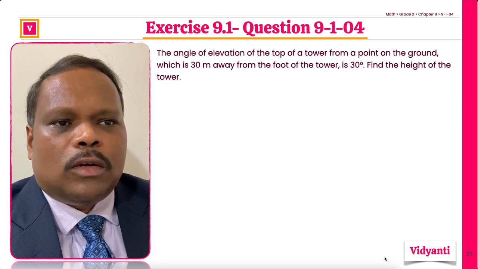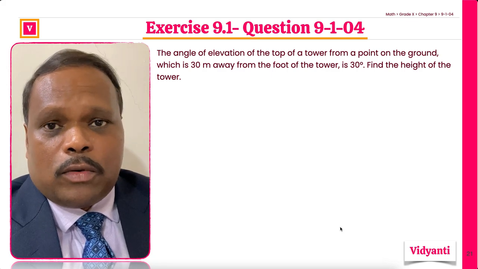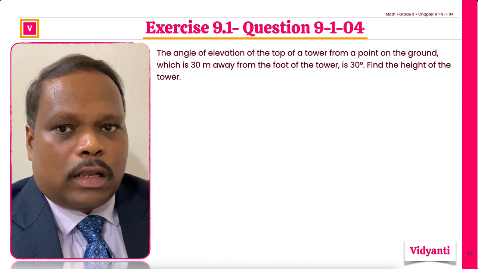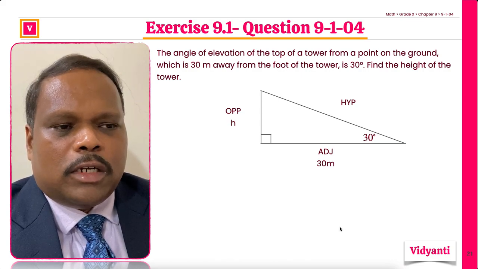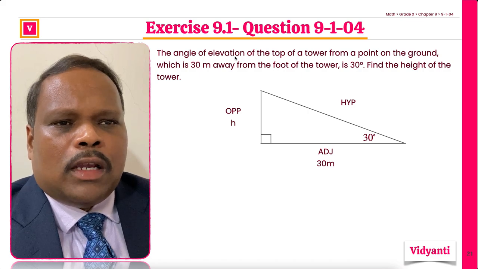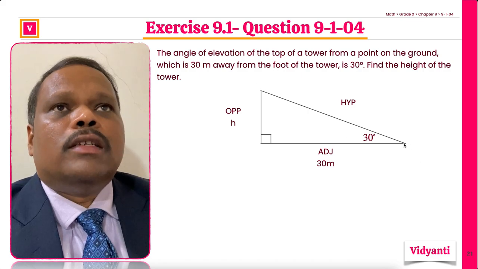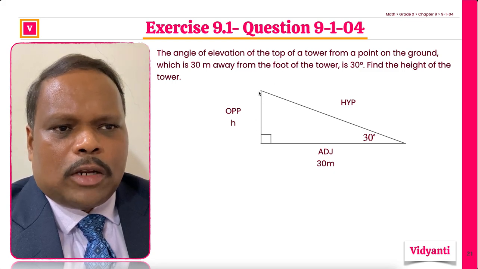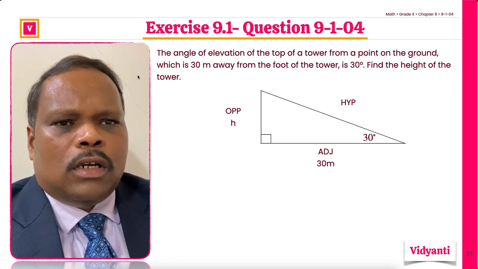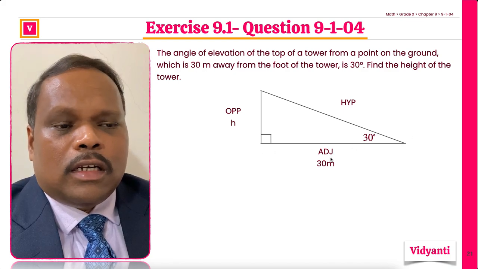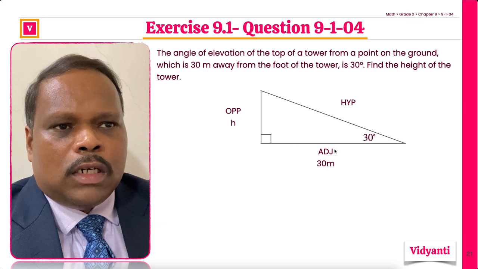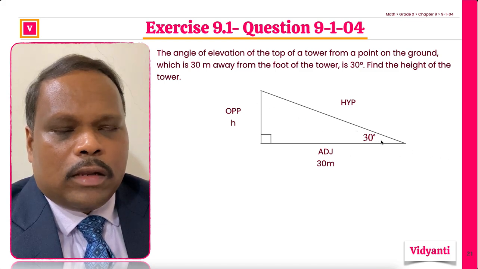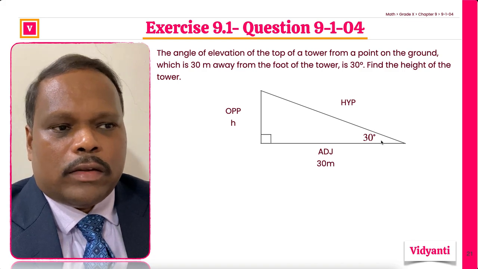The angle of elevation of the top. Well, these are the questions where you have to be careful about angle of elevation and angle of depression. So let's quickly draw a diagram. Angle of elevation. The person is somewhere here and he is raising his eyesight level to the top of the tower. So this must be a tower, and this is the shadow. He is standing 30 meters from the foot of the tower, and the angle of elevation is 30. He raises his eyesight level, and that will be 30 degrees.